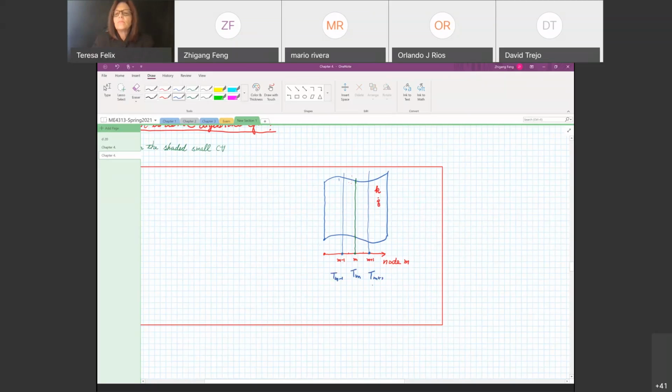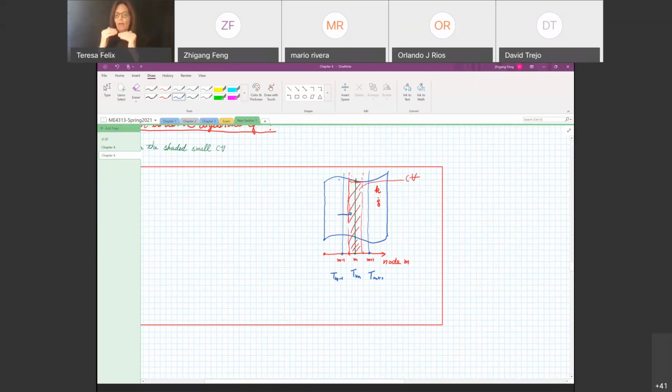And we want to find a relationship between these three temperatures. So what we do is we choose the midpoint between M minus 1 and M. So this is the midpoint. And the midpoint between M and M plus 1. So now we define this shaded area to be our control volume, and we apply the energy balance to this control volume.